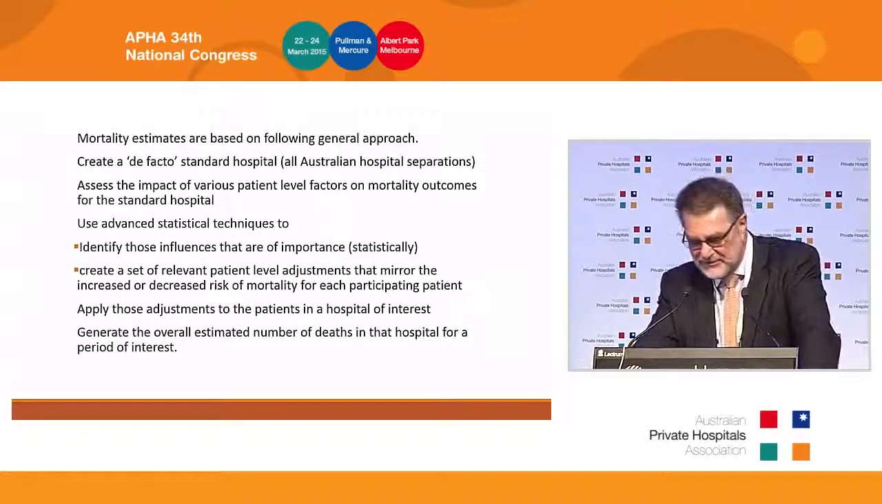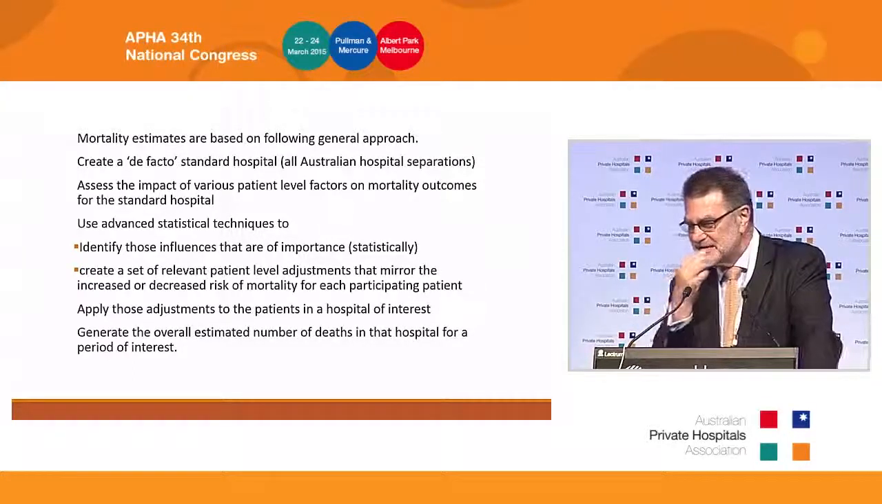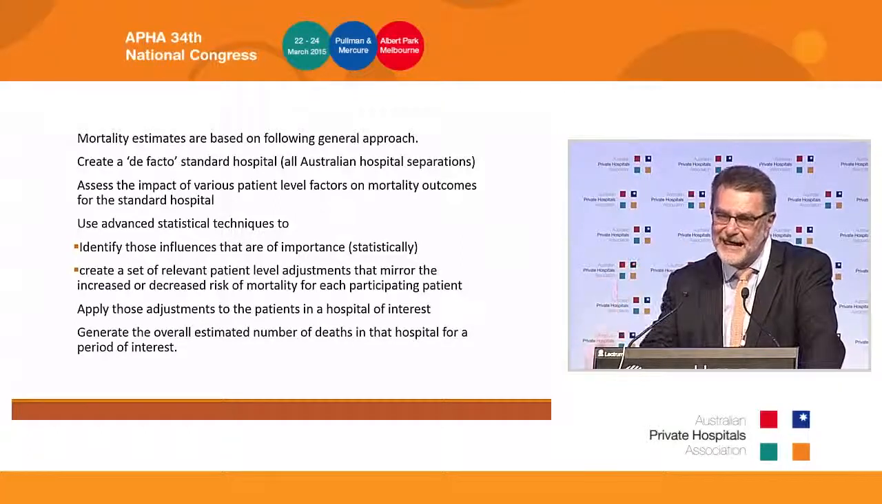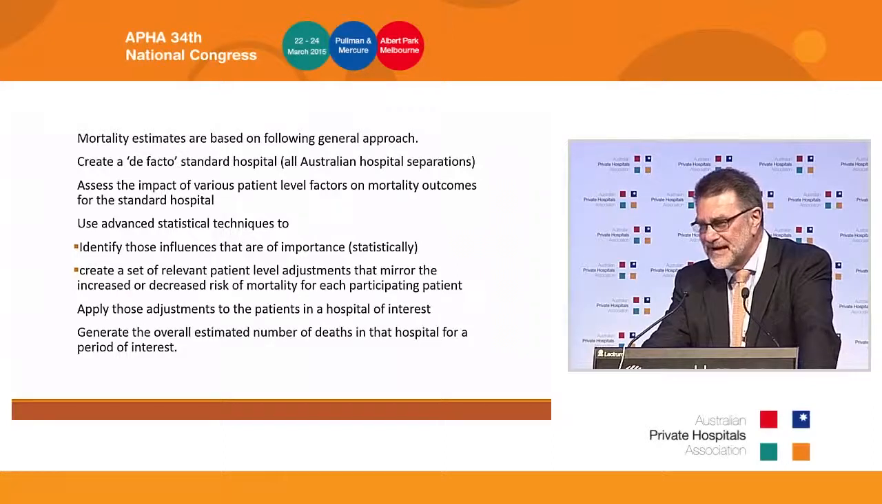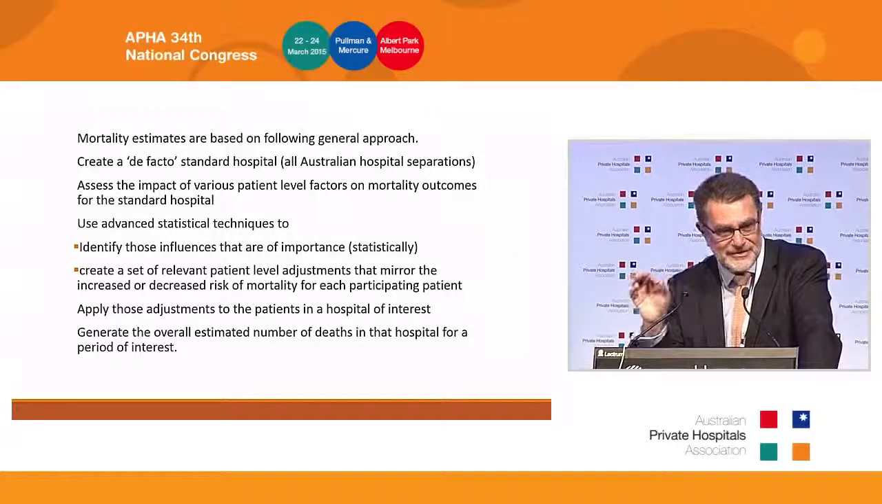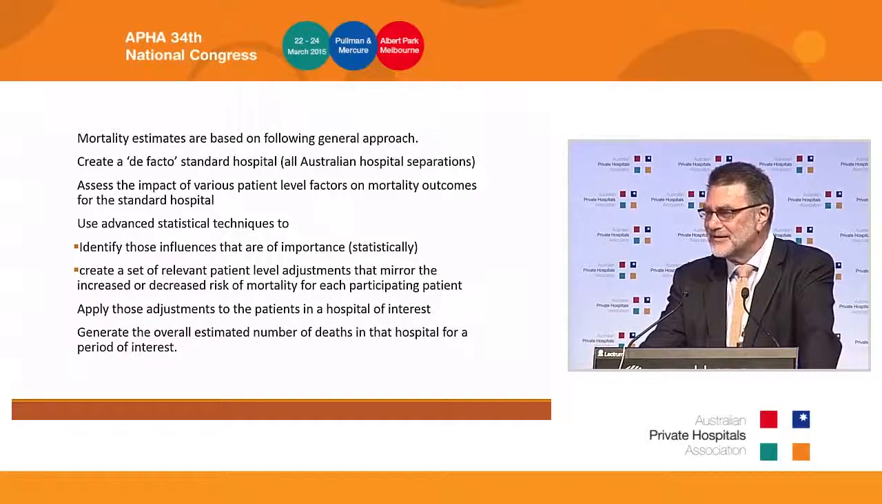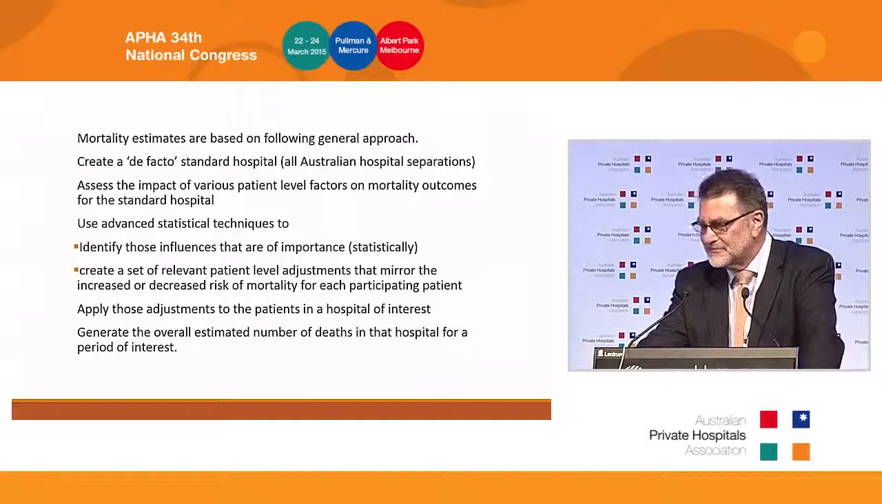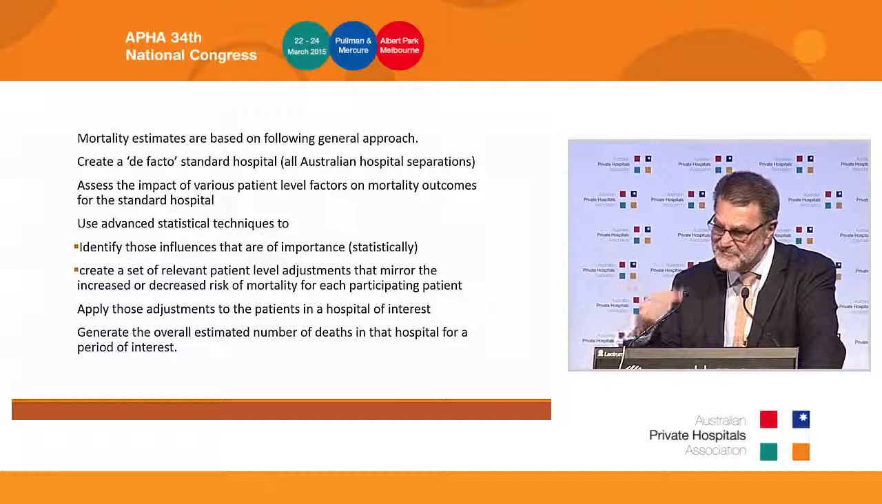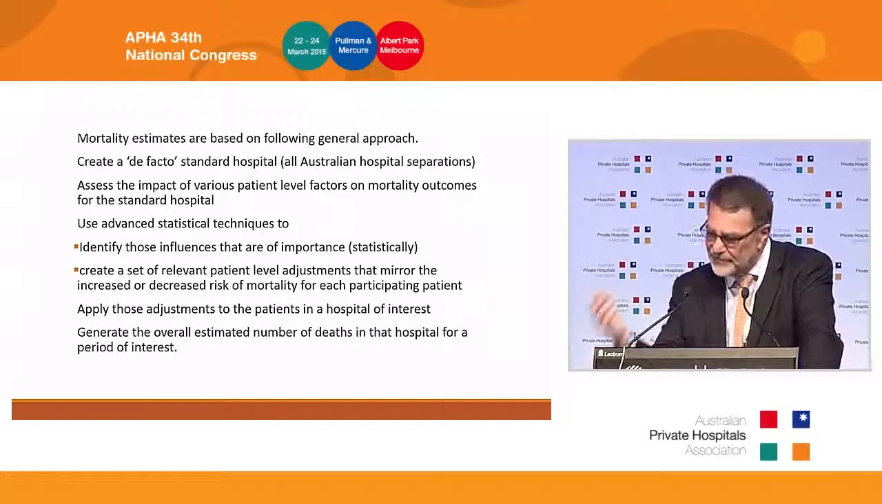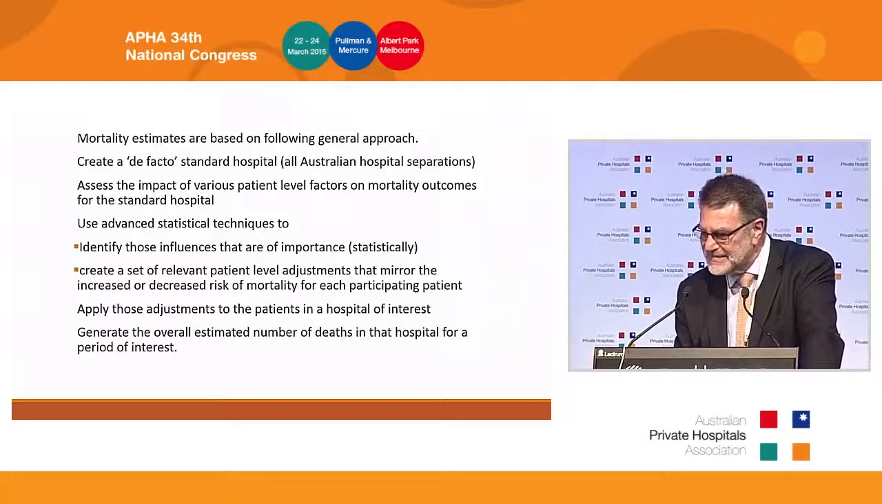And, you know, you can get very interested in the mathematics of this, but basically what you do for this and every other quality measure where you make estimates, you create a kind of standard hospital. In the case of the measurements of hospital standardized mortality in use in Australia, that is all Australian hospitals. Every single patient treated in a hospital in Australia is included in the standard hospital. You assess the impact of patient-level factors on outcomes, and then you use advanced statistical techniques to identify things that are important, and then you make relevant adjustments that mirror things that increase and decrease that. You apply that back to hospitals, and you create an estimated number of deaths.